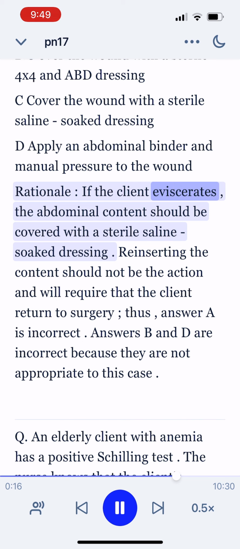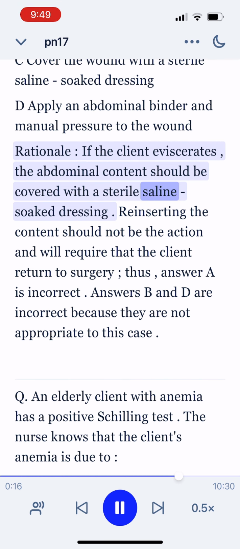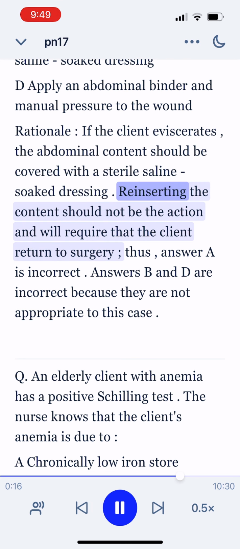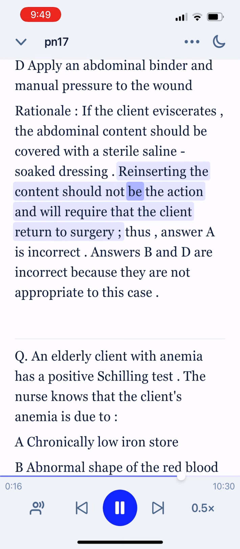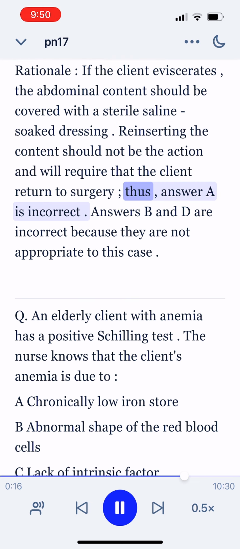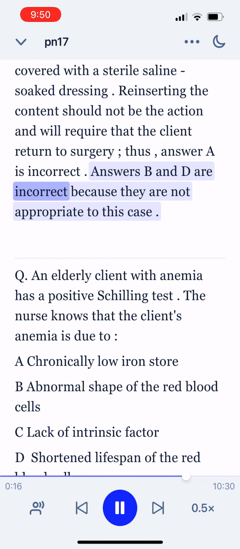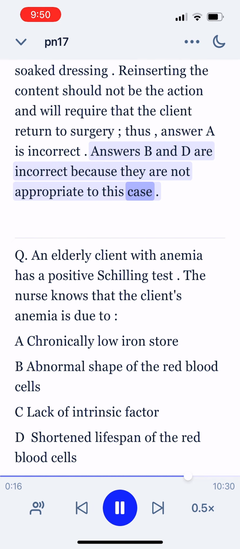Rationale: If the client eviscerates, the abdominal contents should be covered with a sterile saline-soaked dressing. Reinserting the contents should not be the action and will require that the client return to surgery, thus answer A is incorrect. Answers B and D are incorrect because they are not appropriate to this case.